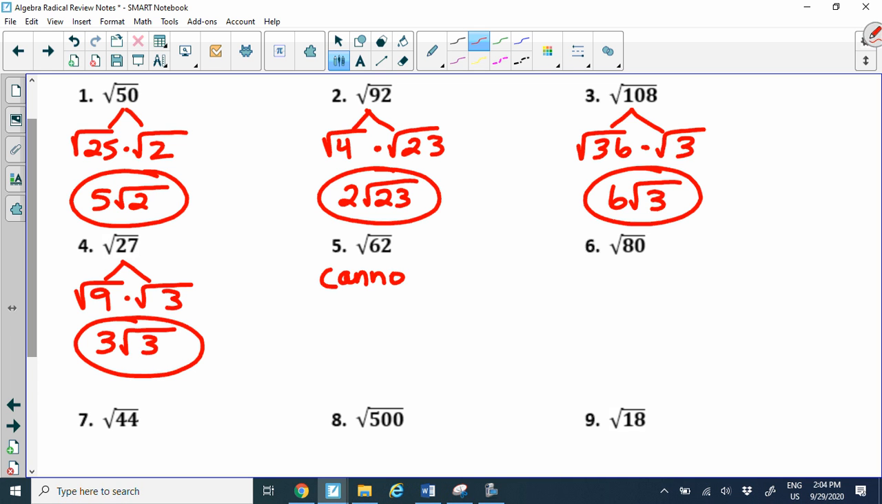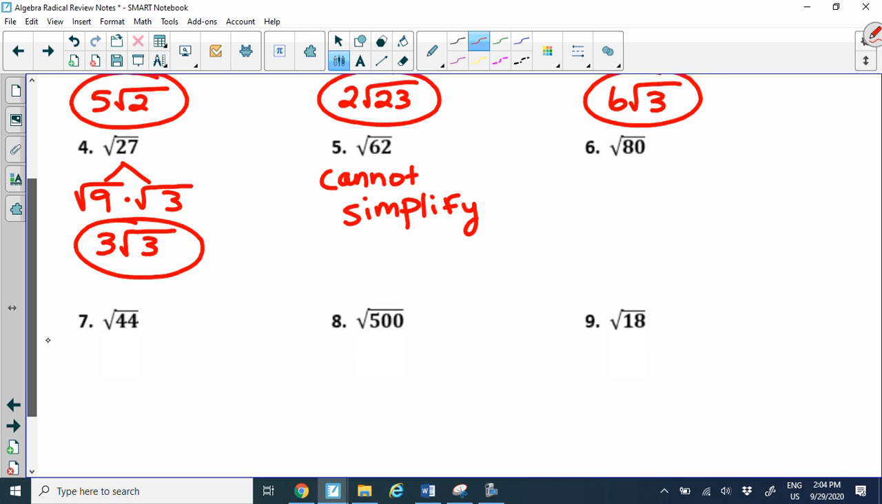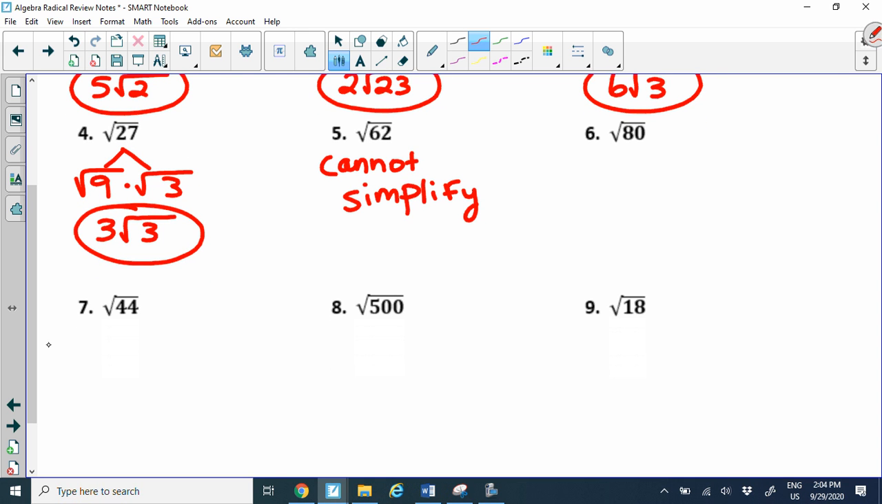Now, if you're wondering, well, what do you mean, see if it goes into it evenly? Take 62 and divide it by 49. Put that into your calculator. Do the same thing, 62 divided by 36. Do we get a nice number? No. Okay, so what I would like you guys to go ahead and do is try 6, 7, 8, and 9 on your own. Pause this video and go ahead and do so.